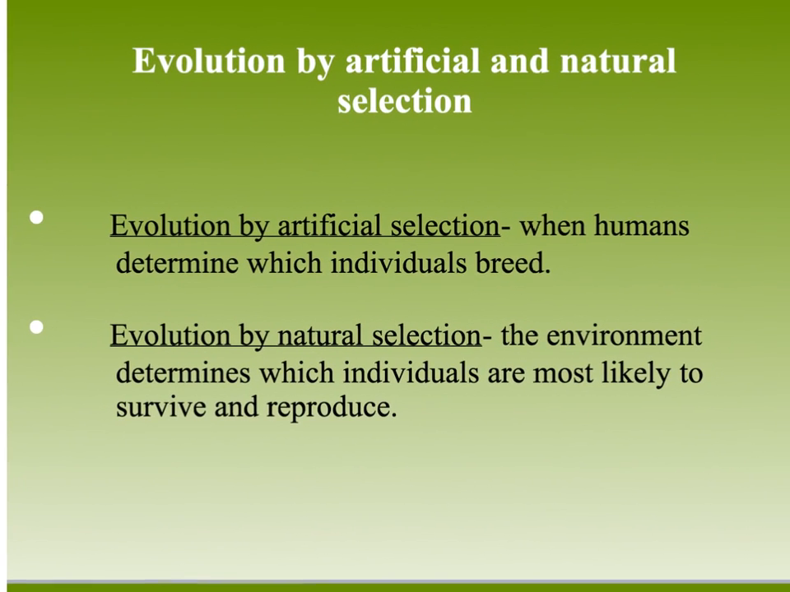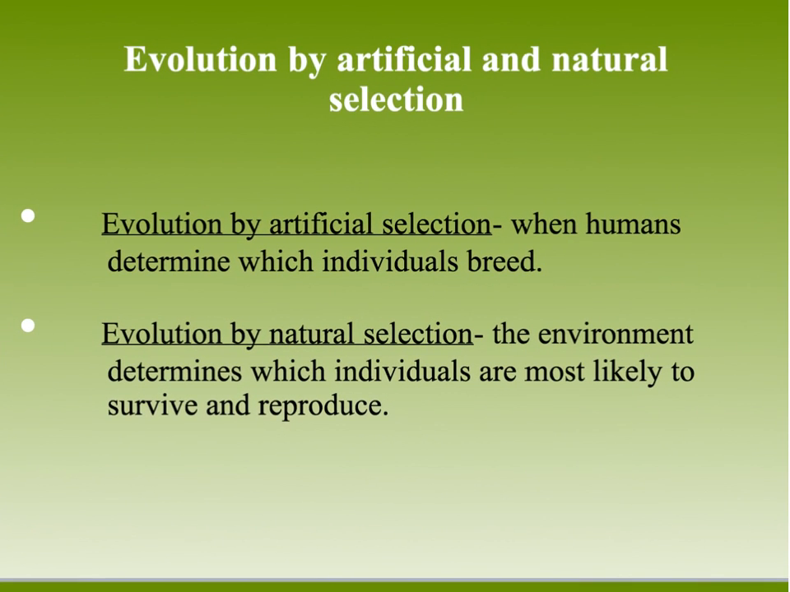There are two ways that things evolve. One is through artificial selection, which we briefly introduced. That's when humans determine which individuals breed. So if you have a cow that produces a lot of milk, you're going to allow that one to breed and pass down that trait. A cow that doesn't produce a lot of milk, you're not going to allow to breed, and therefore that trait dies out.